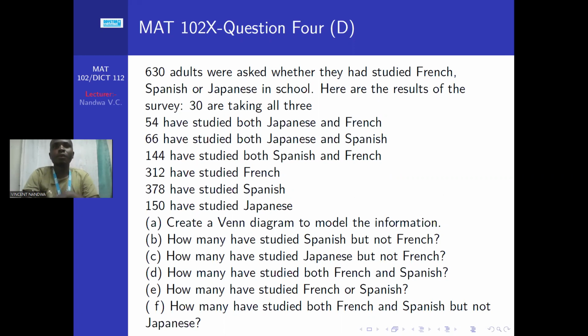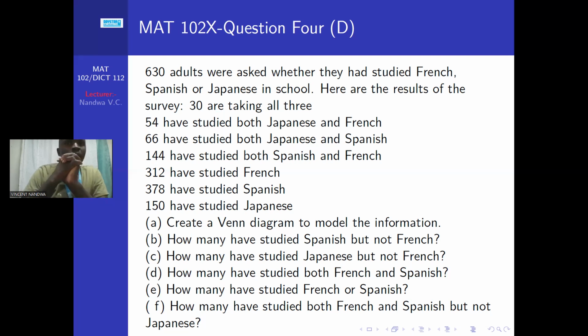54 had studied both Japanese and French. 66 had studied both Japanese and Spanish. 144, both Spanish and French. 312 French, 378 Spanish, and 150 Japanese. So create the Venn diagram to represent the information, and then use the Venn diagram to respond to the questions that follow, B to F.